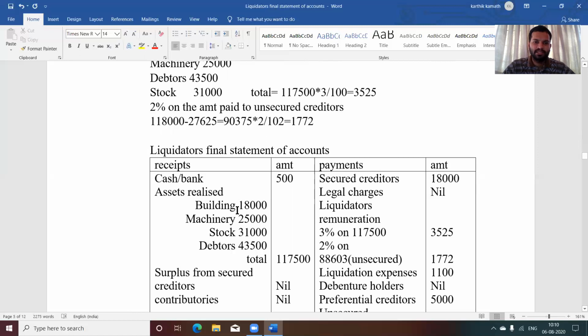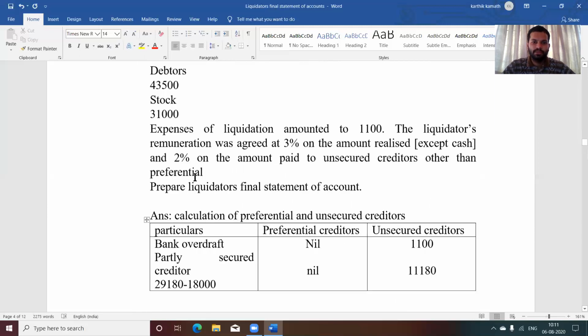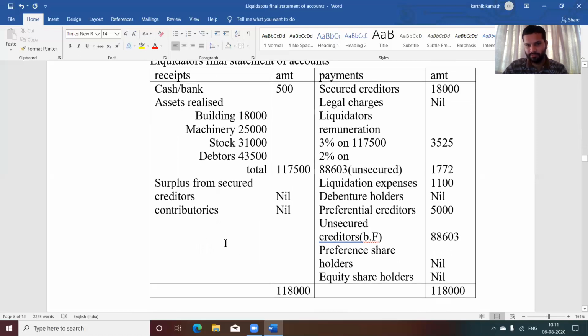Assets realized: building, machinery, stock, debtor. Everything is given in the adjustment, so directly you enter that amount here. Assets realized total 1,17,500. Surplus from secured creditor is nil, because here securities are not with the secured creditor. Contributor is also nil. There is no other adjustment.